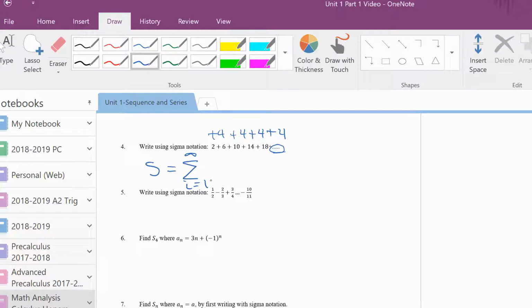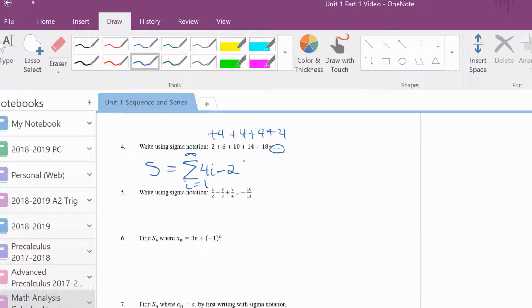Remember, this is how we use the explicit definition. And remember, when it's adding the same thing, it's linear. So that means it's going to be 4i. And you have to ask yourself, what do you have to do to 4 to get to 2? Well, you have to subtract 2. So 4i minus 2. So there is our sigma notation.